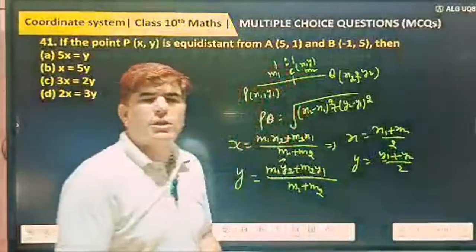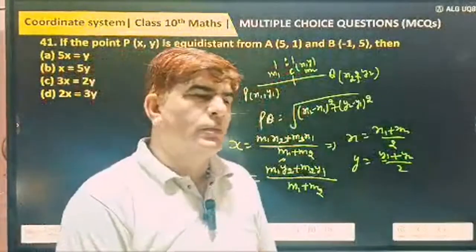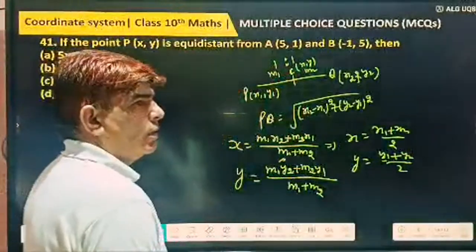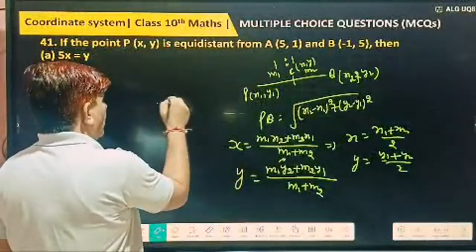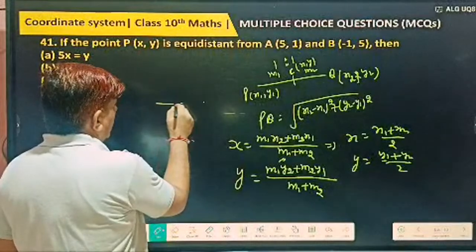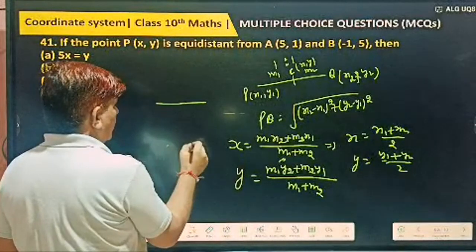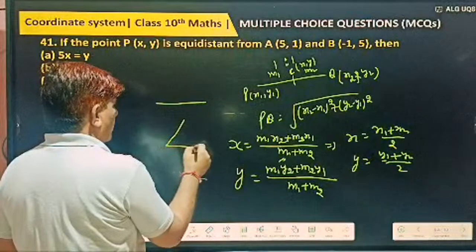And one more is collinear. Collinear means lying on the same line. Understood? If three points lie on the same line, they are collinear. If two points are on the same line and the third is off it, then definitely it becomes a triangle.